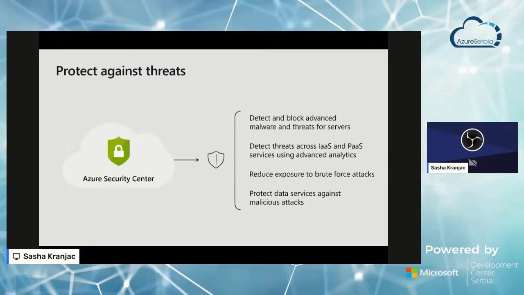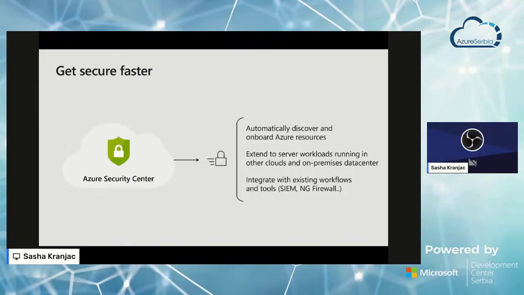Microsoft can detect and block advanced malware threats for servers and endpoints, and across all the infrastructure and platform services. And also protect data services against malicious attacks and other things as well, like IoT and external appliances. Then what's even more important, we can get secured faster. And what does it mean? The time is of the essence here.